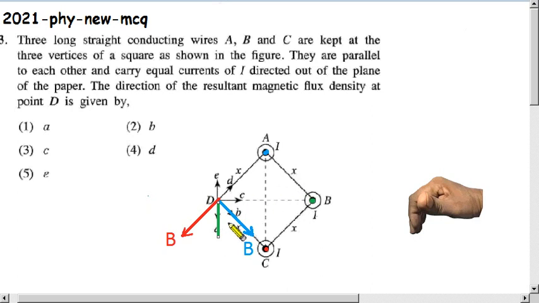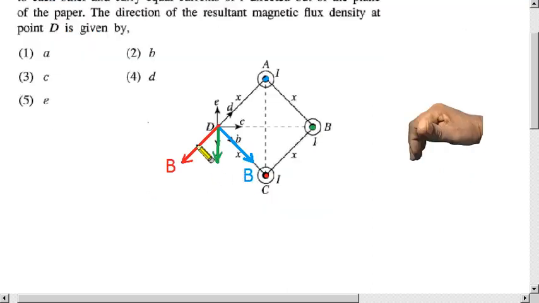So it should be shorter than these arrows, because the distance you can see is larger, this distance is larger than this x. X is smaller, this one is larger. So when the distance is increased, the flux density decreases. Therefore we have to draw a shorter arrow like this. These arrows are equal because distances are equal.